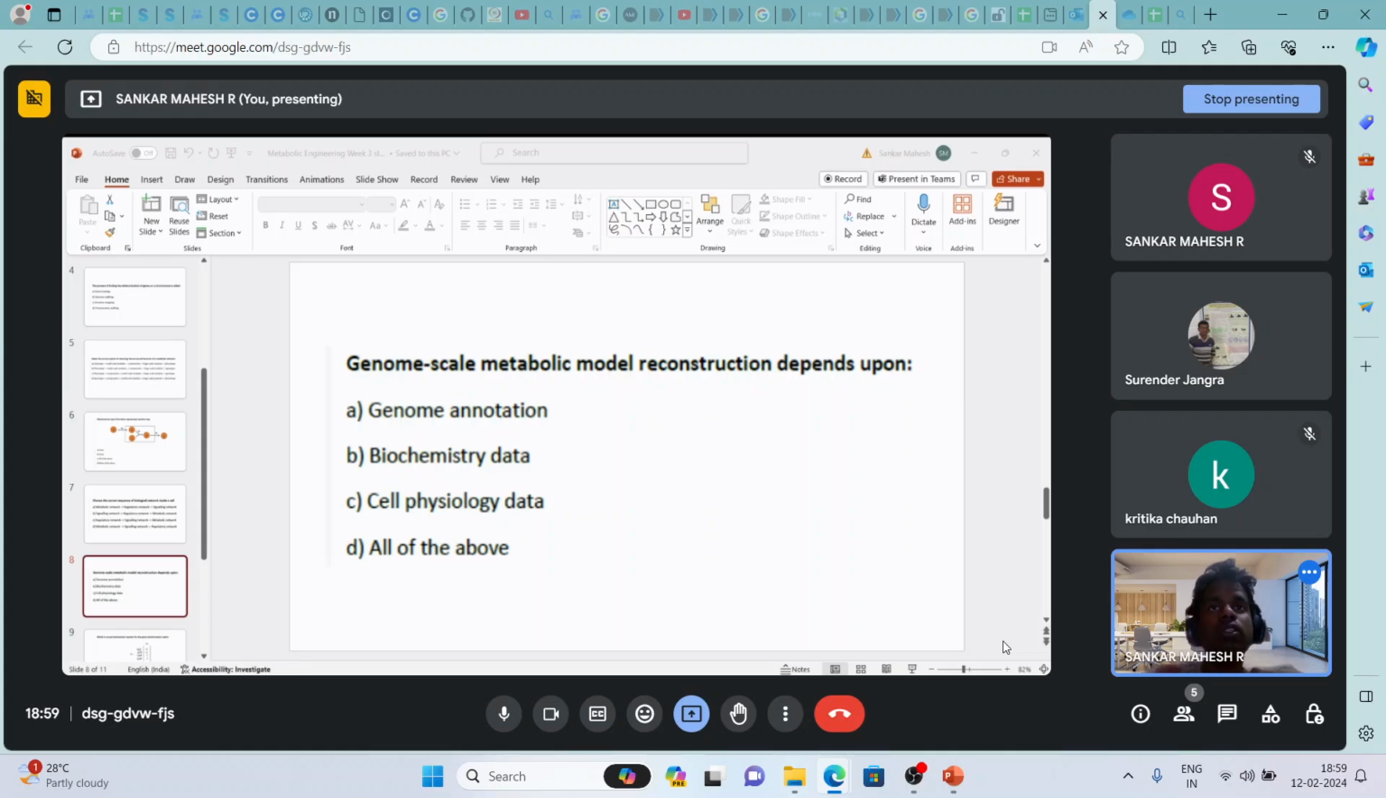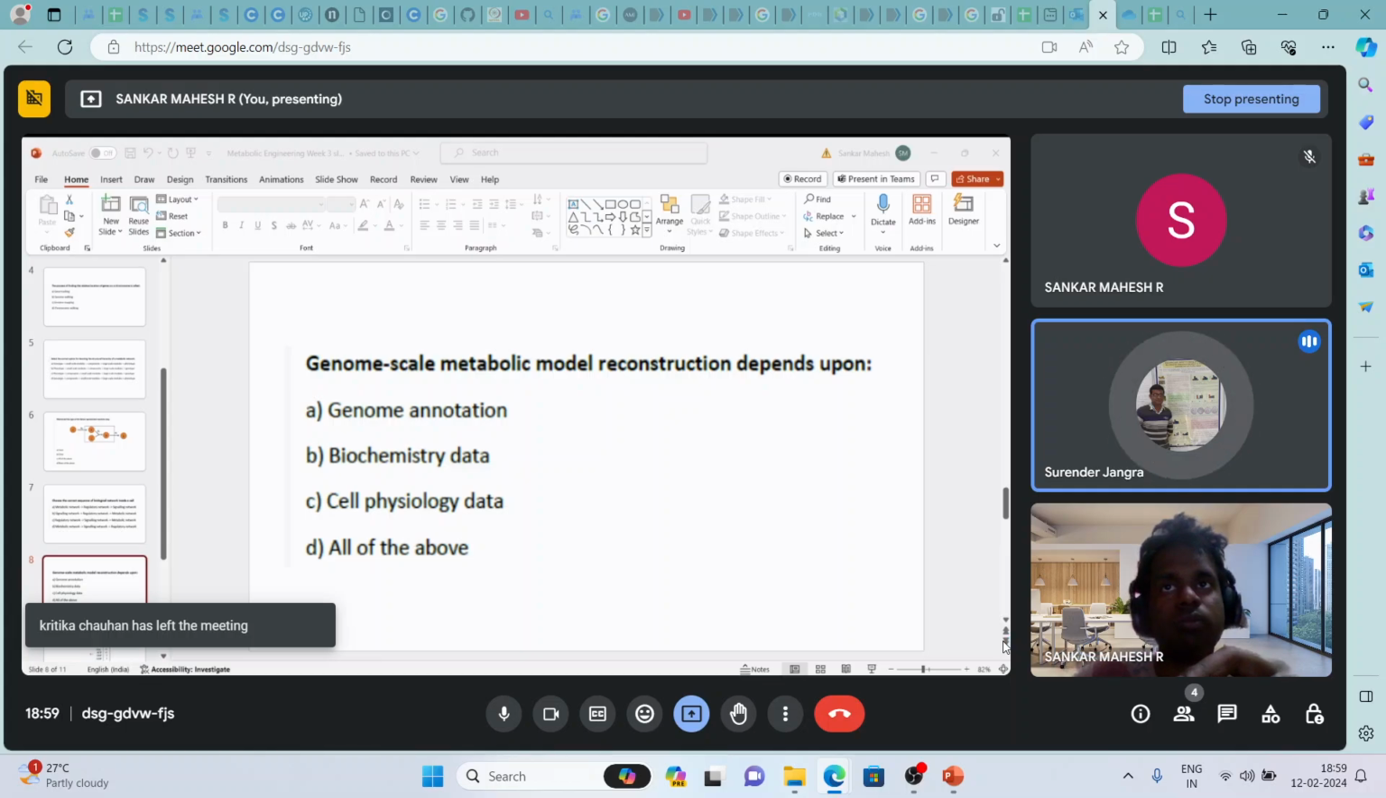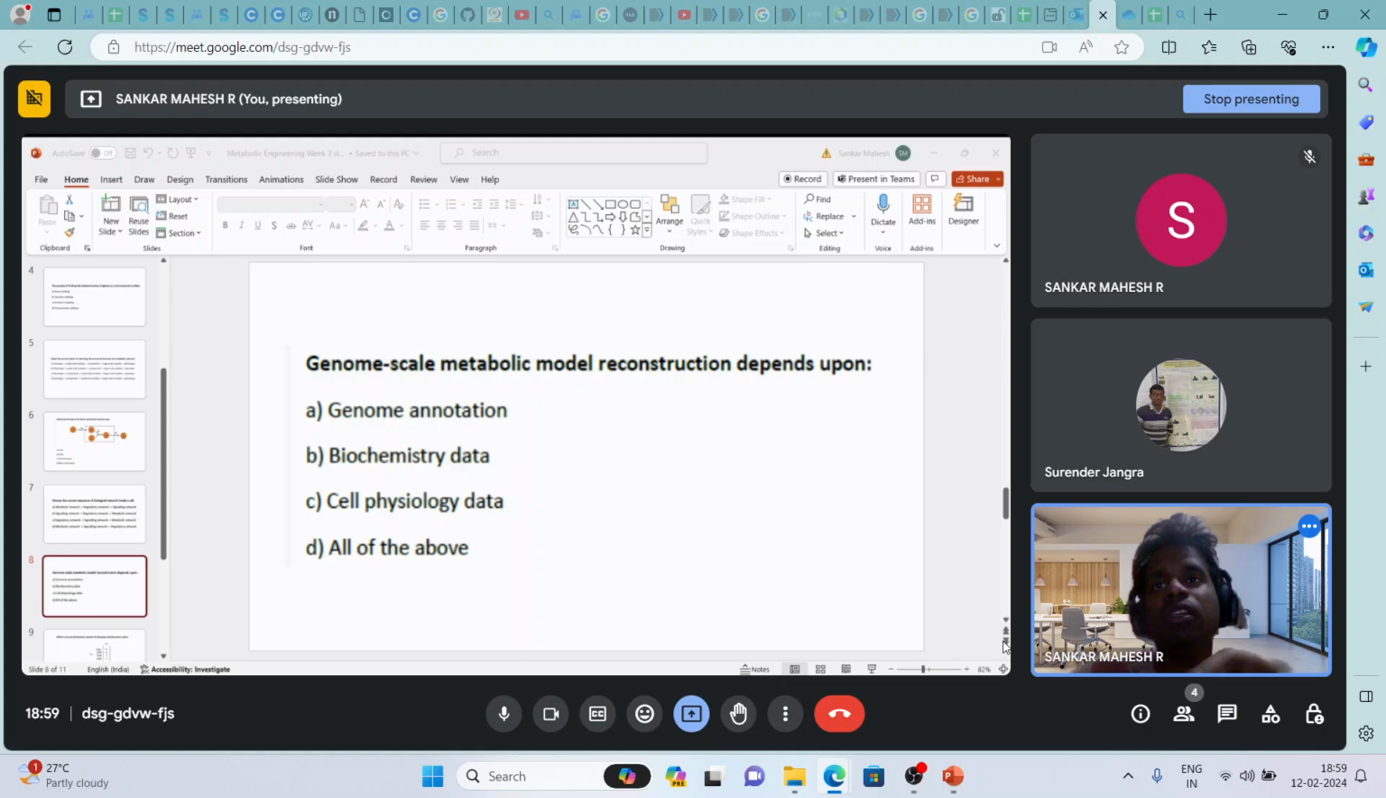So yes, Surendra. In most cases, genome scale metabolic model reconstruction involves gene annotation and biochemistry. That is majorly because cell physiology data is usually case specific.